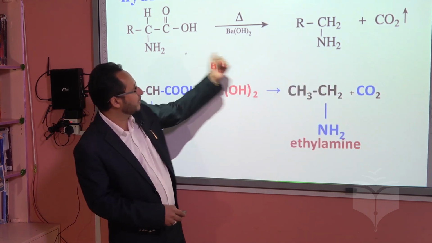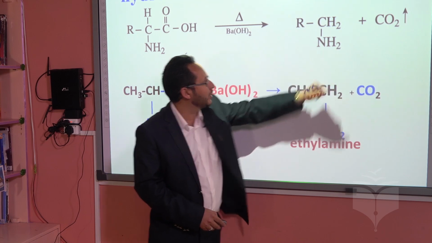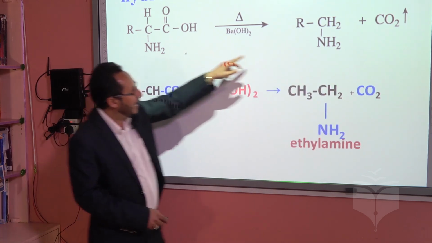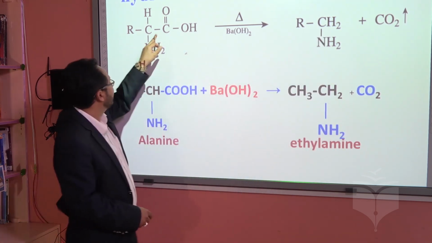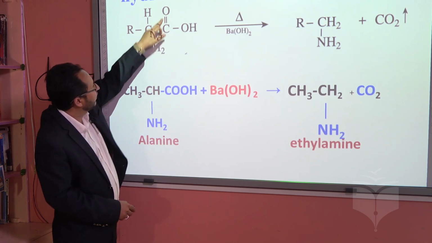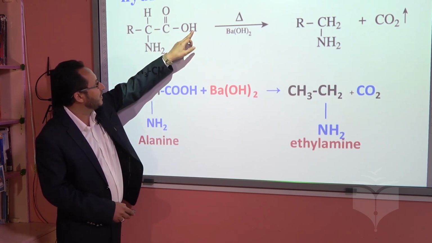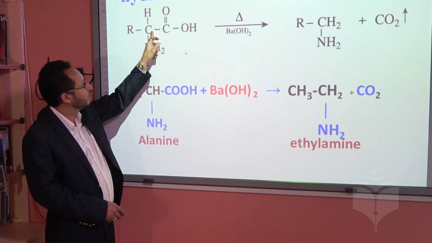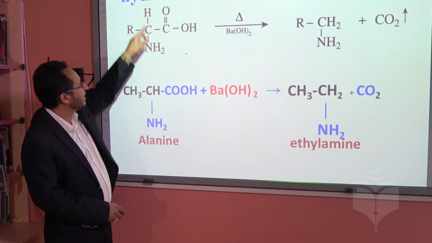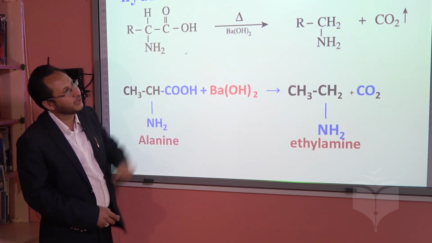What remains here is RCH2NH2. Why do we have CH2 here and this is CH only? Because you have to remove C double bond O, and this H is attached to this carbon atom. So we have RCH2NH2 now.